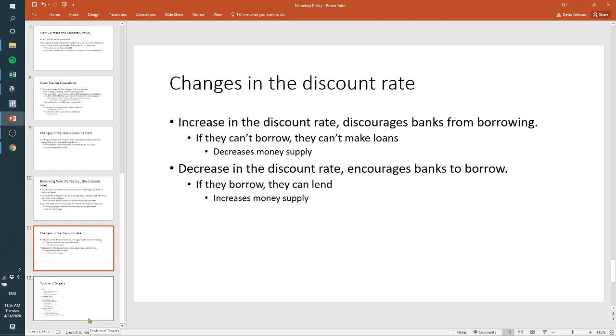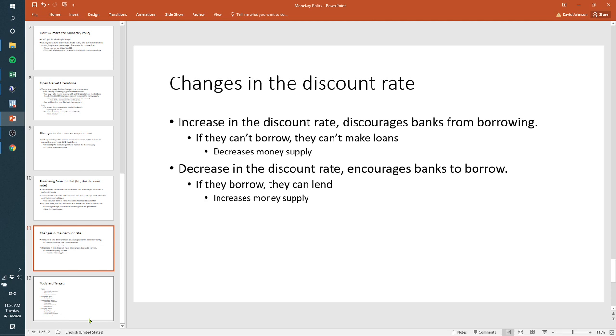If you increase the discount rate, well, it does the opposite. It increases the cost for borrowing, and so banks aren't going to borrow as much money, and if they can't borrow money, well, then they can't make loans out, and that is going to lead to a decrease in the money supply. All right, so this is actually a fairly good stopping point for today.